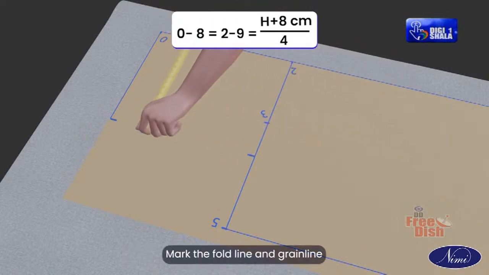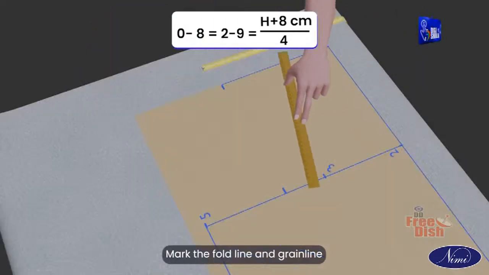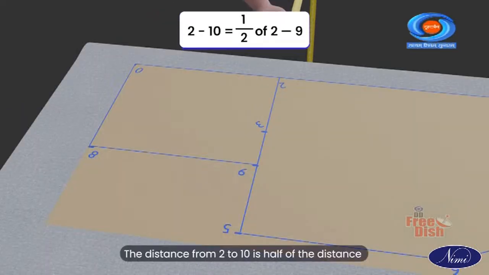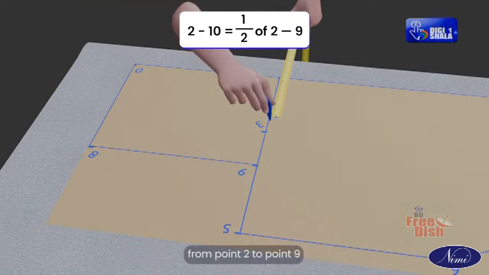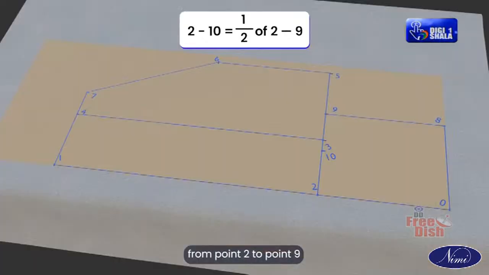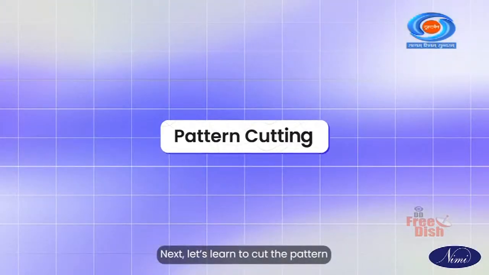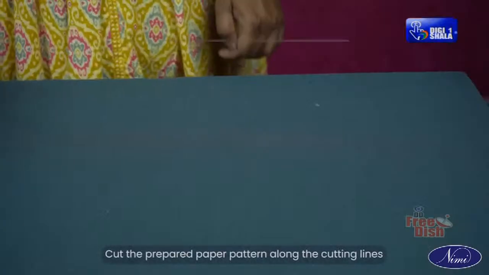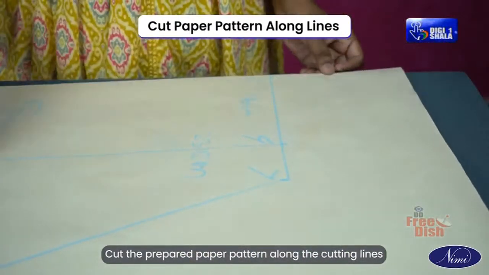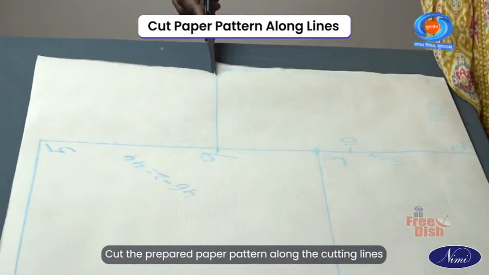Mark the fold line and grain line. The distance from 2 to 10 is half of the distance from 0.2 to 0.9. Next, let's learn to cut the pattern. Cut the prepared paper pattern along the cutting lines.